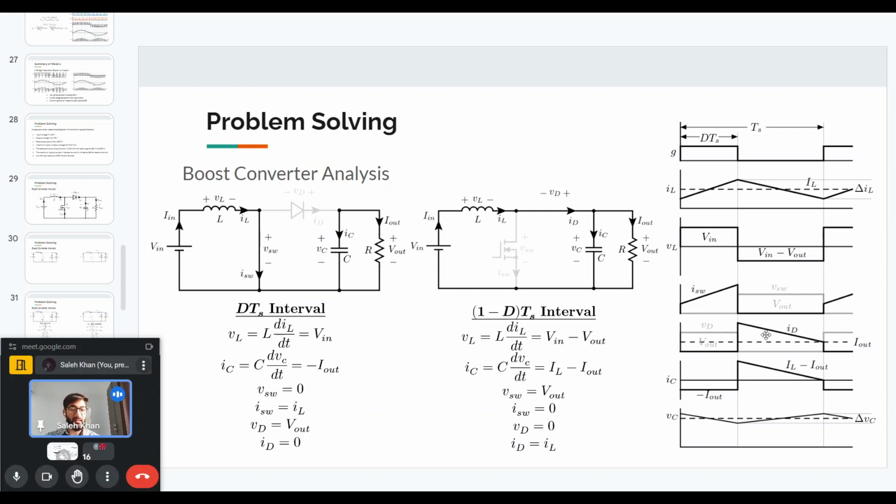We can also see the current through the capacitor. During the DTS interval, the current through the capacitor is equal to minus I out, and in the 1 minus DTS interval, the current through the capacitor is equal to IL minus I out. And in the DTS interval, the current is negative, so the voltage will fall. And in the next interval, the current is positive, so the voltage will rise based on the capacitor equation.